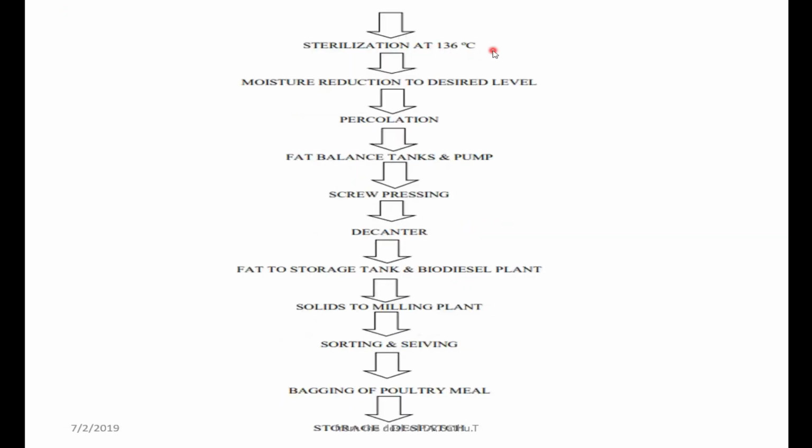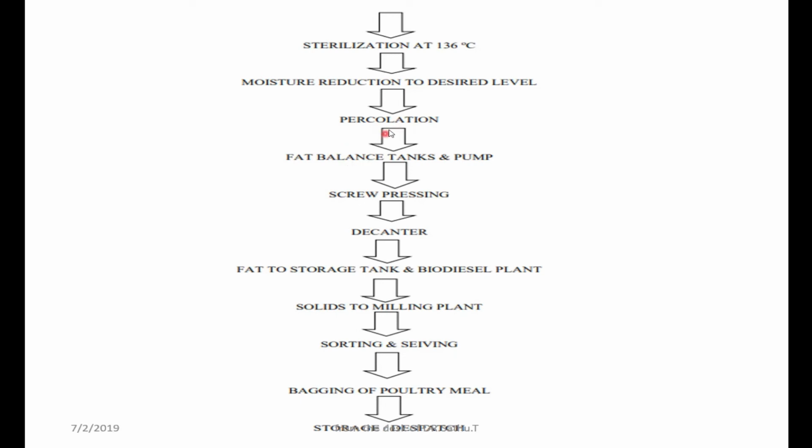Then we go over to the sterilization. Normally we do it at 136 degrees centigrade, and see that the pressure is a minimum of 1.37 bars. That is the recommended minimum pressure, but normally we go a little higher, 1.5 bars. For hydrolyzing chicken feathers, we go up to 2.8 to 3 bars. Then the pressure reduction and moisture reduction take place.